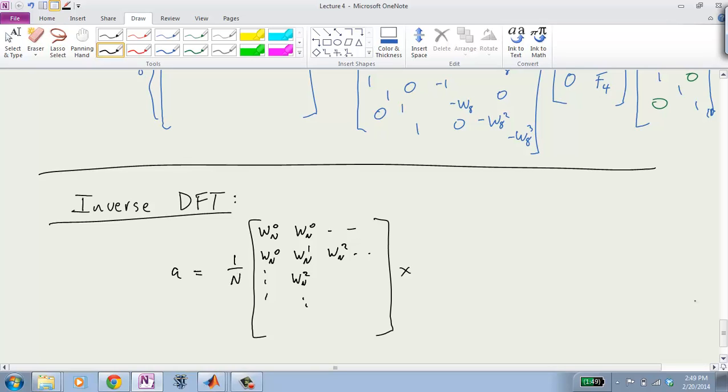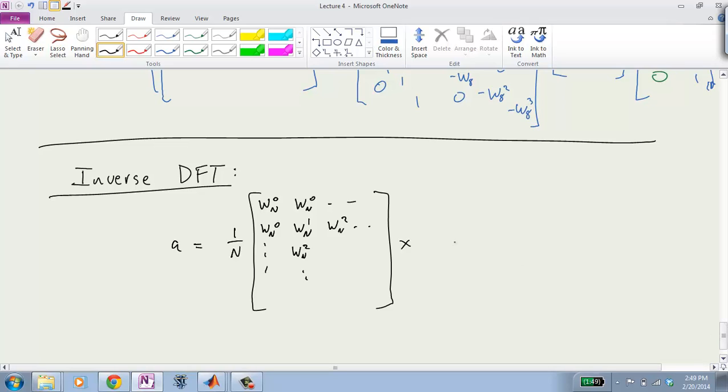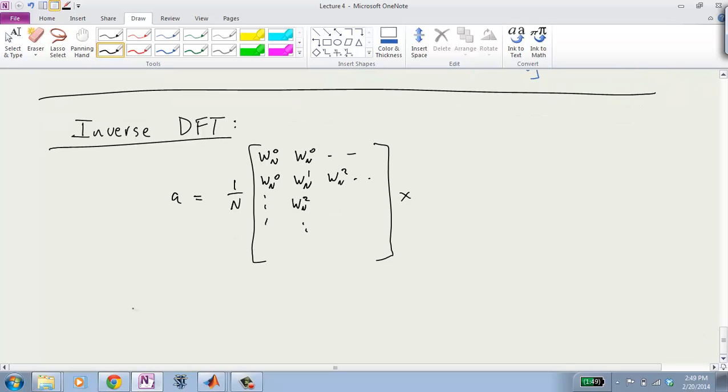So in other words, if we call Fn the forward Fourier transform matrix, and we call Fn inverse the reverse Fourier transform matrix, we would see that the inverse Fourier transform matrix is just 1 over n times the conjugate of the forward one. Okay, so they're almost exactly the same. Computing it forward, computing it backwards.